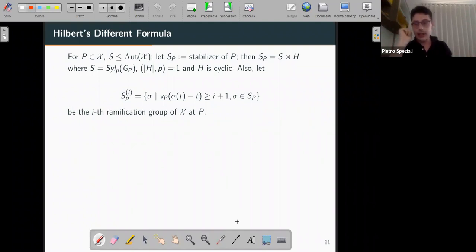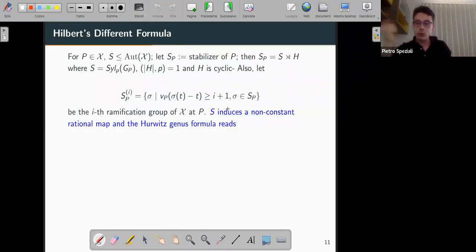Also, we have to take care of the so-called i-th ramification group of X at P. What is this? We have automorphisms fixing these points such that the valuation at P of the image of a uniformizer minus the uniformizer is bigger than or equal to i plus 1. So these groups might be non-trivial and they give a contribution to the different.